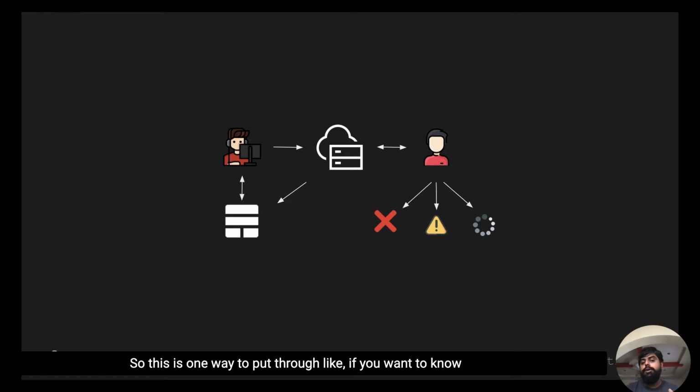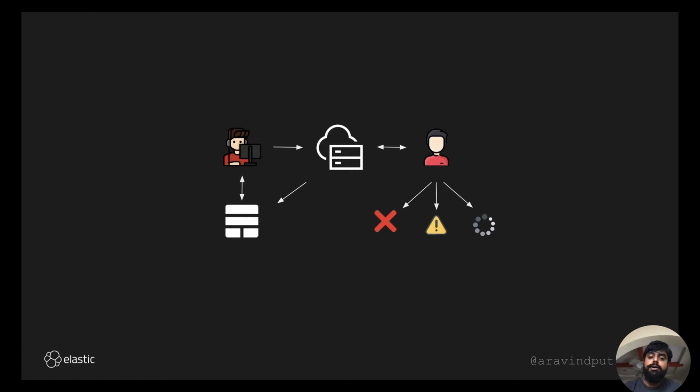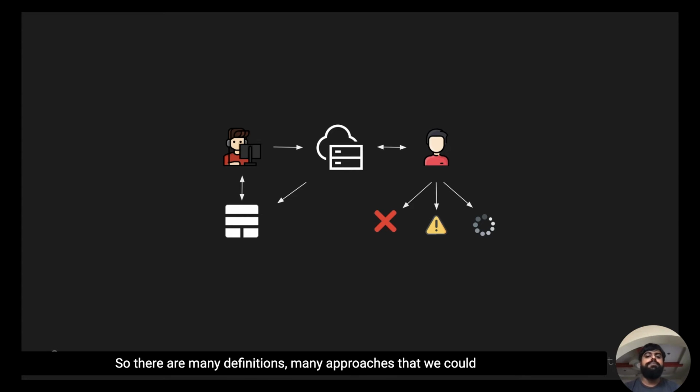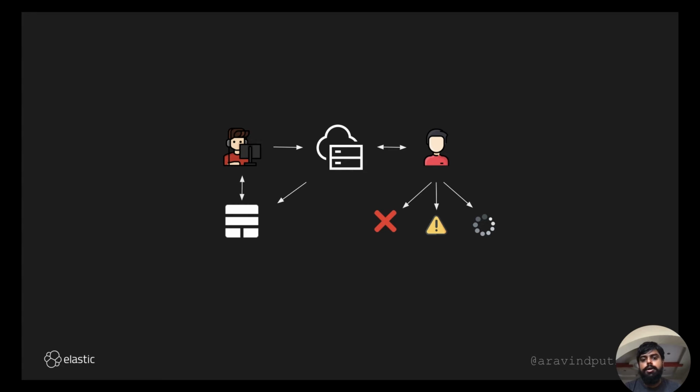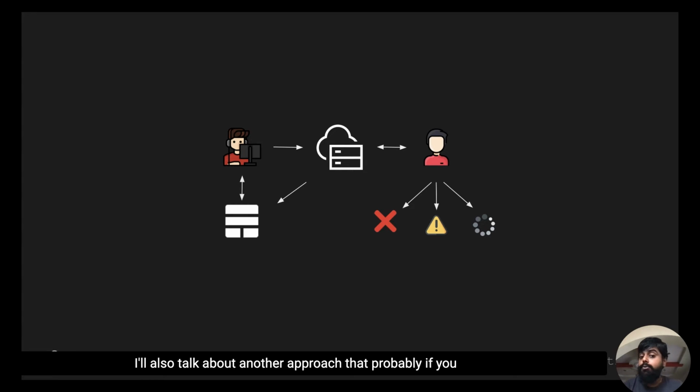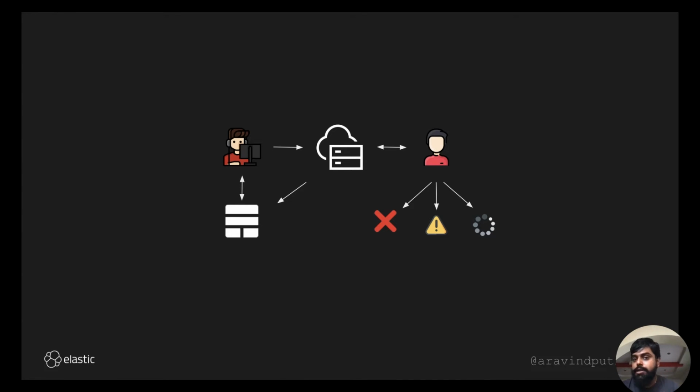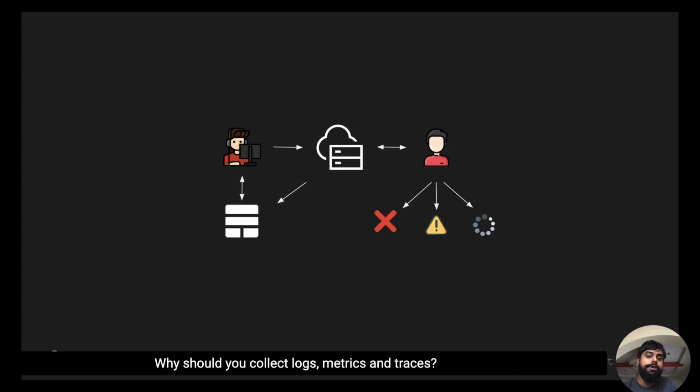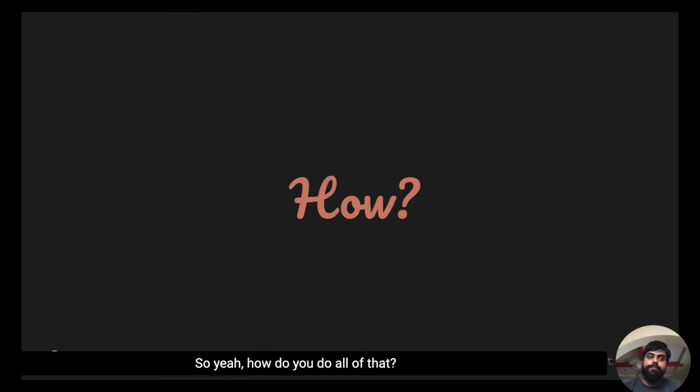So this is one way to put it: if you want to know what's happening from the internal state of an application, this is what is called observability. There are many definitions and many approaches that we could talk about. I'll also talk about another approach, if you are from a system engineering point of view and you don't push code but you push configs, or you maintain the systems. How would you solve the problem? Why should you collect logs, metrics and traces? And how do you do all of that?